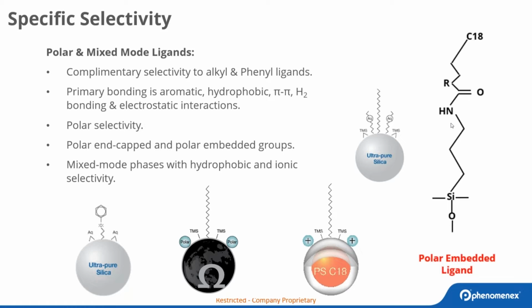However, these polar embedded phases can change the selectivity when going from just a C18 to a polar embedded, right? It can change the sequence or retention order of the method that you're looking at.